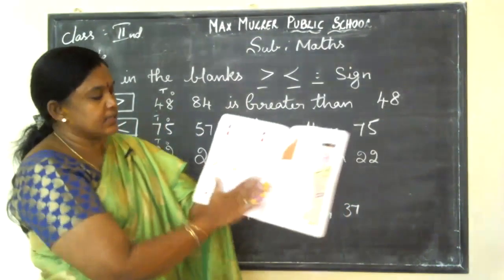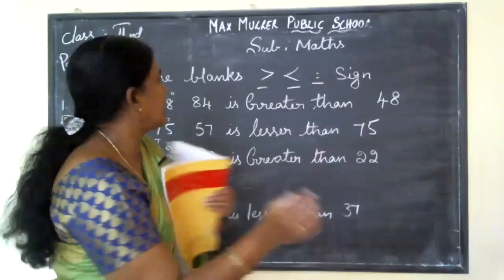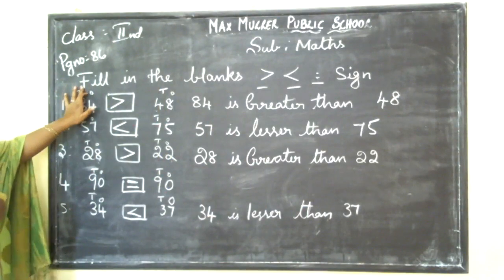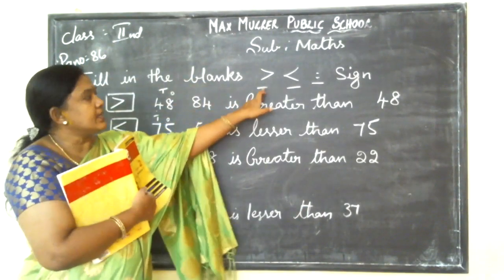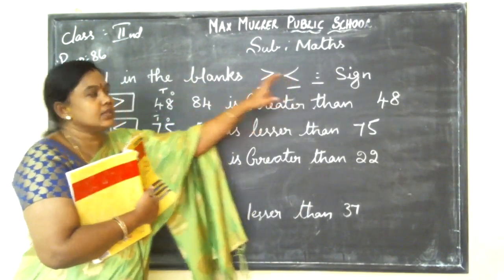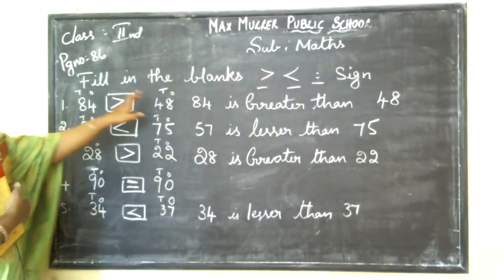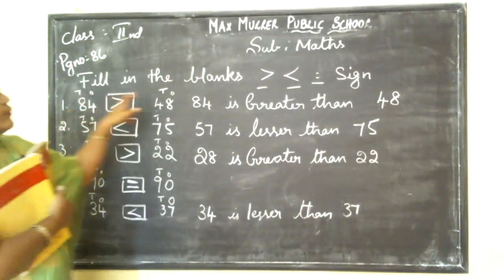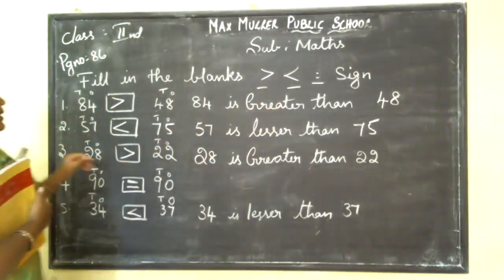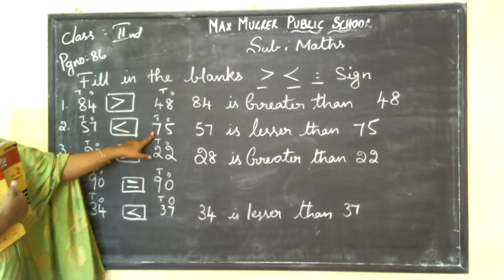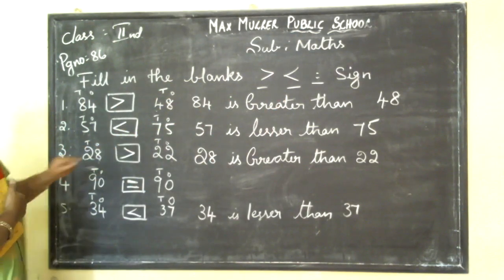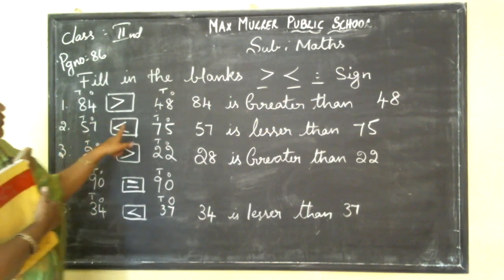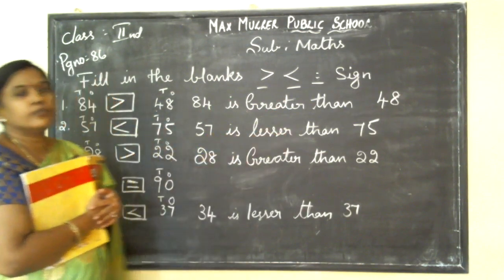See children, in this side the place is there. You want to write this also. Understood? See, fill in the blanks. This is the greater sign, lesser sign, equal to sign. Here 84, 48. Which one is the greater number here? 84. So 84 is greater than 48. 57, 75. Which one is greater here? 75. So which sign do we use? Lesser sign, no? So 57 is lesser than 75.